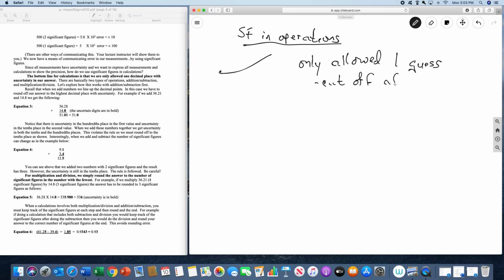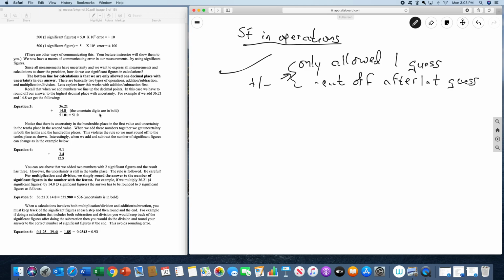And then round appropriately. For addition and subtraction, you should just remember that. So if you look over here at equation 3, see how this number here, the 36.21, the 1 is the guess. So these ones are in bold. Here the 8 is the guess. So when I add these together, if I'm not sure about the 8, I can't even talk about the 1. So now I have 2 guesses here. So I would cut it off right there.